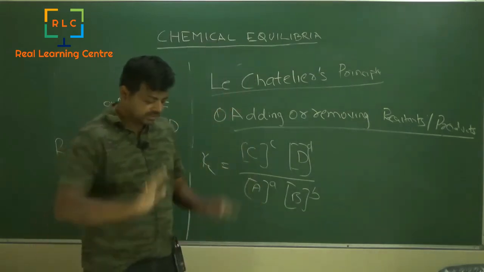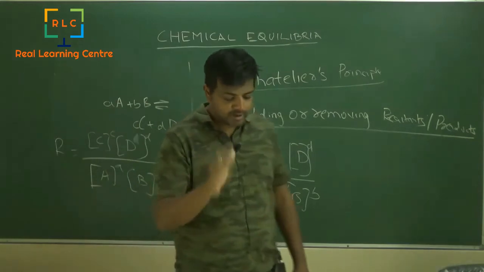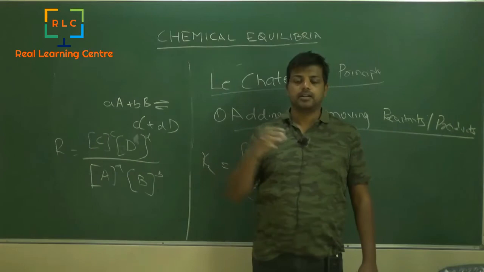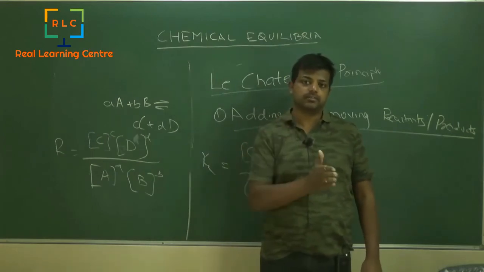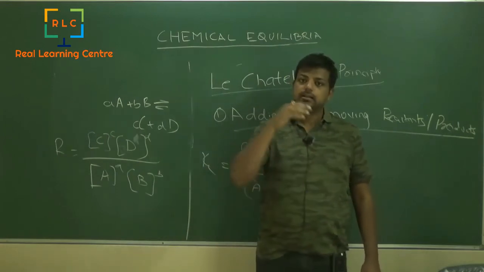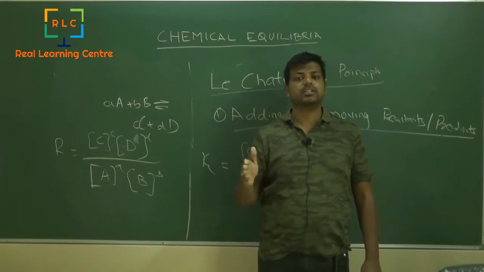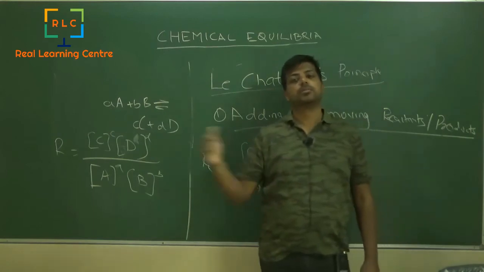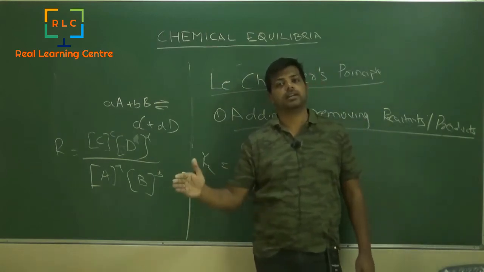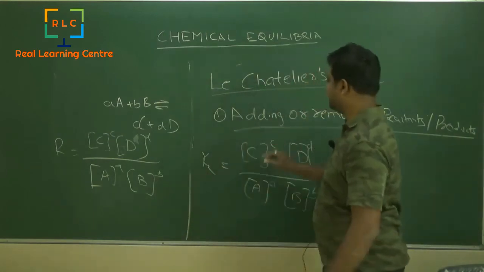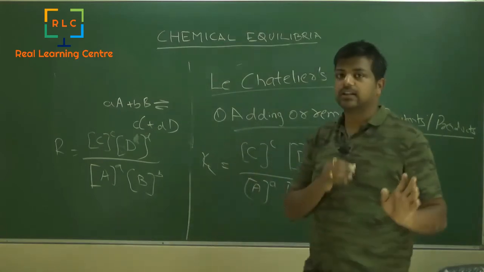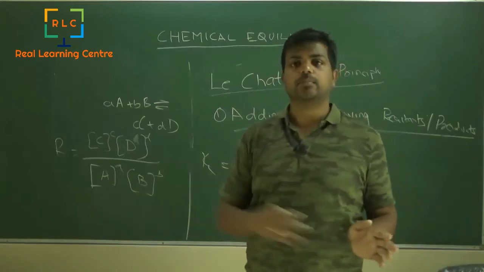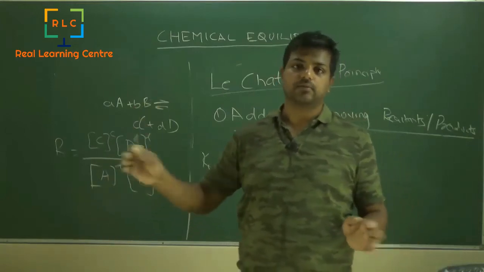So very simple. Reactants you add, equilibrium shifts to the right. Reactants you remove, equilibrium shifts to the left. Products you add, equilibrium shifts to the left. Products you remove, equilibrium shifts to the right. When I say left and right, left means less of forward reaction, backward reaction would be more. Right means more of forward reaction, backward reaction would be less.